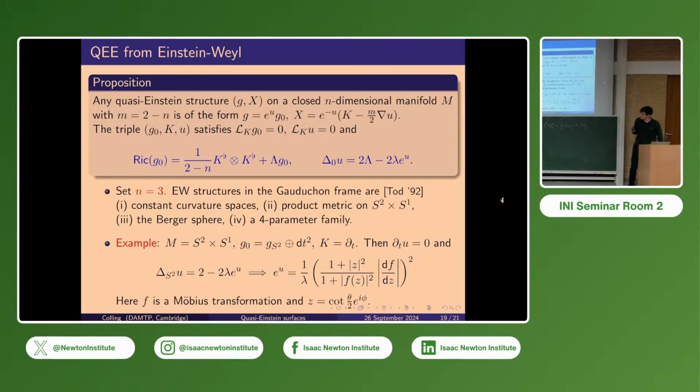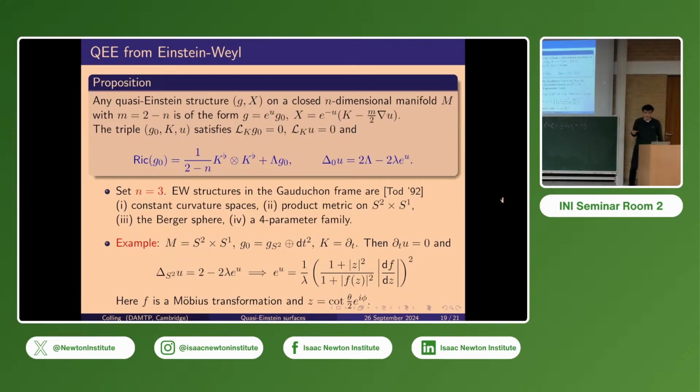So this solution is interesting for at least 2 reasons. First of all, it's known that there are no Einstein metrics on S2 times S1, but this shows that there are quasi-Einstein metrics on S2 times S1. And second of all, this is the general solution for which this one form x is closed but not exact. It's not exact because it will have a bit of dt and a bit of du, where t is the coordinate on S1, so dt is not exact.